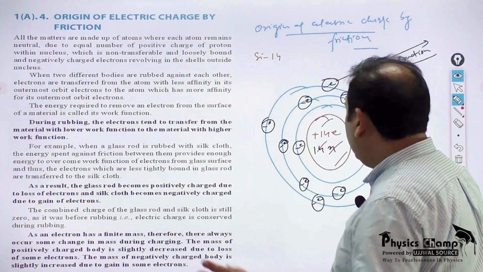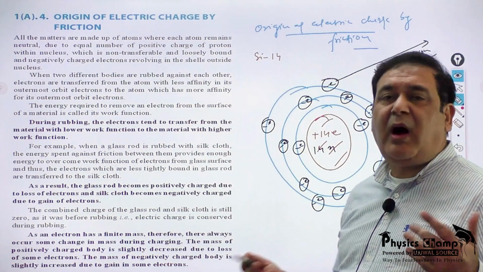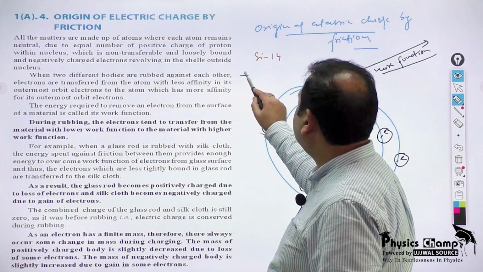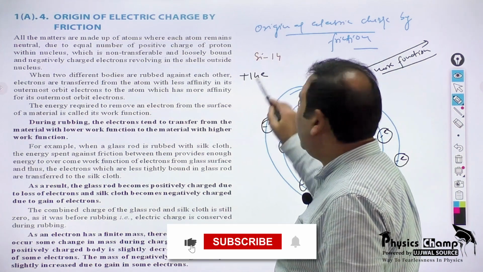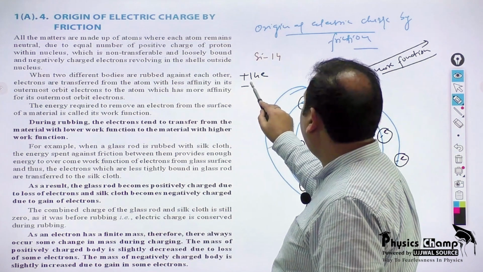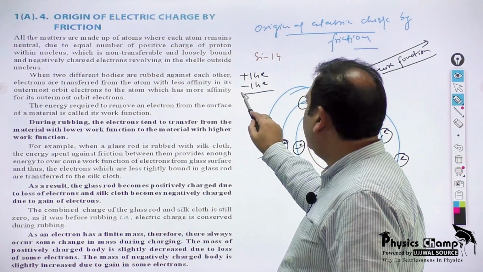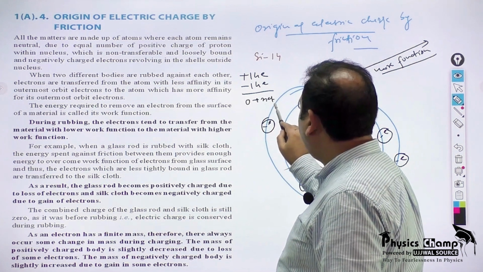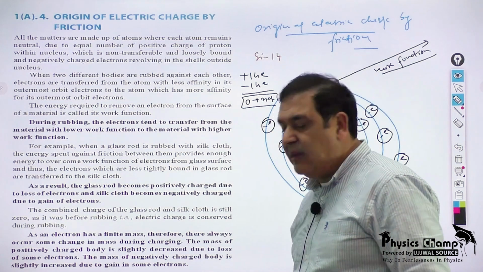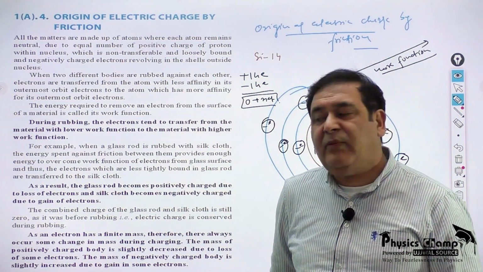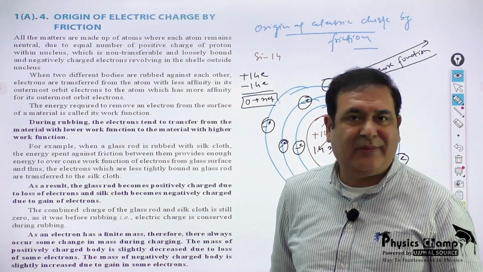And as a whole, if I see what is the charge on this silicon atom, the charge on the nucleus is plus 14 and minus 14 is the charge of the electrons. So the net charge is 0. So as a whole, silicon is neutral with 14 electrons and 14 protons in the nucleus.